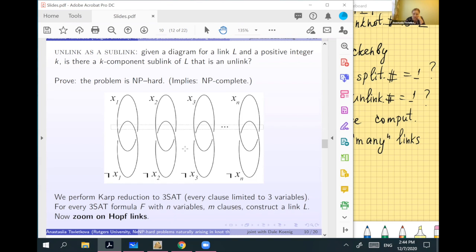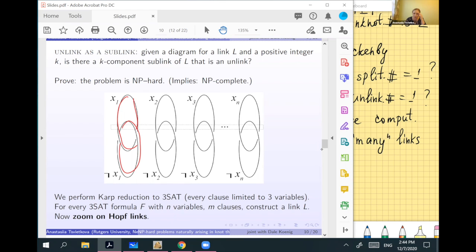And what we will do, we will take a formula with n variables, and for each variable, we will take a Hopf link. So a Hopf link is what you see here. This is just one Hopf link. And so you take n of them, one for each variable, and you label the components, upper components by variable x1 and lower by not x1, etc. xi, not xi.